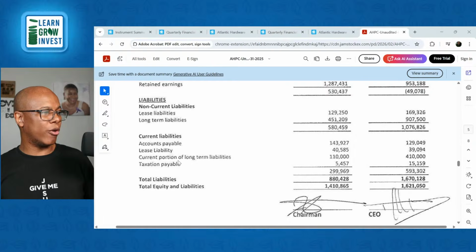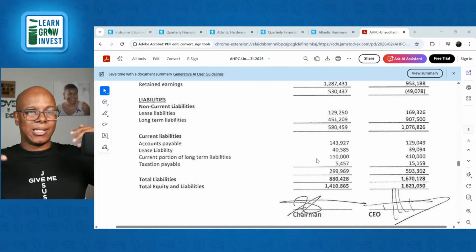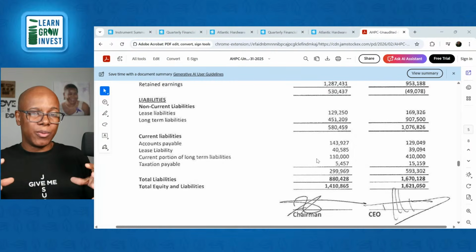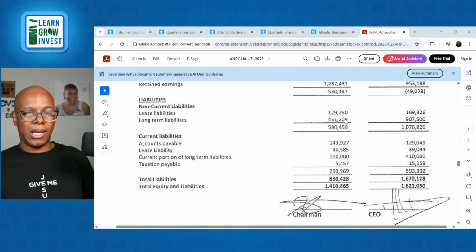And then you have current portion of long-term liabilities. So when you have the long-term liability, maybe that 5-year loan or that 10-year loan or whatever amount it is, you'll have a current portion that is due within that period that the report is for. So 110 is the current portion of the 451 million. All right, hopefully that makes sense here.